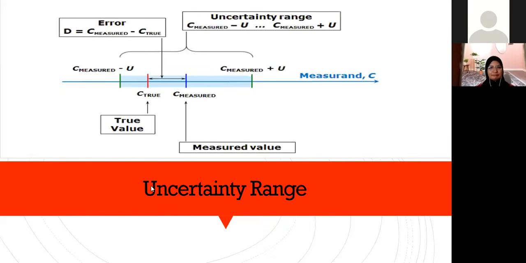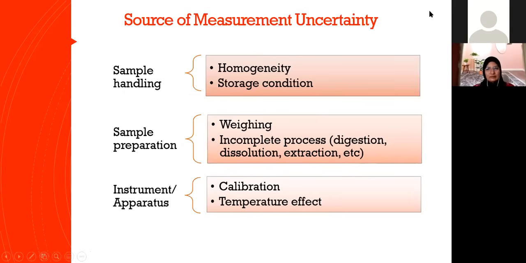So we stop here before we go for the short break. Okay, so uncertainty range. This explains what is uncertainty range. And then sources of measurement uncertainty, for example sample handling, sample preparation, instrument or apparatus.